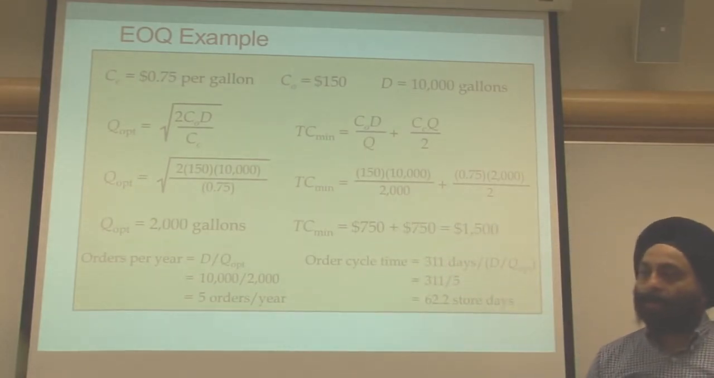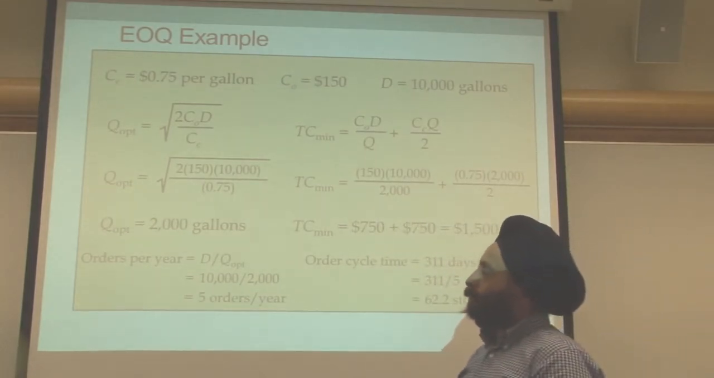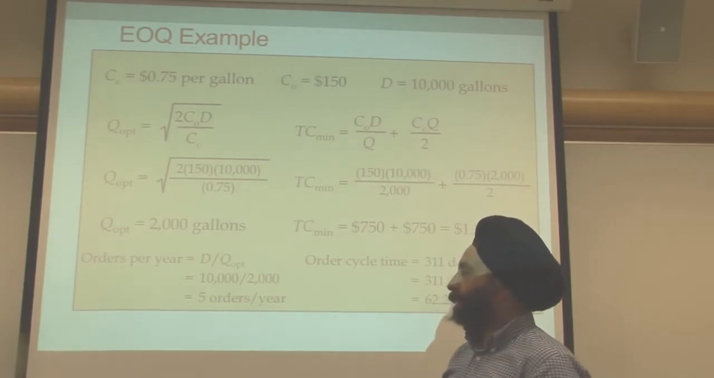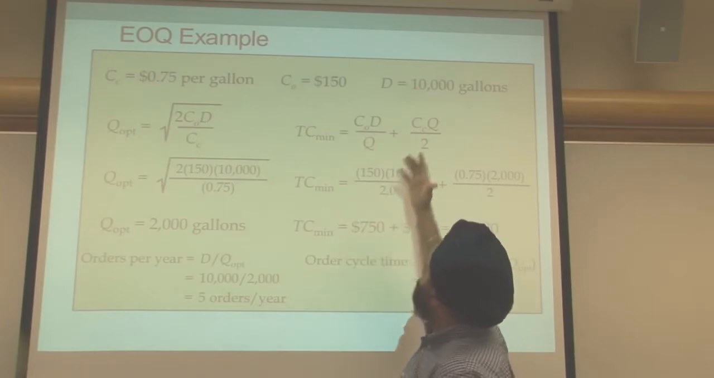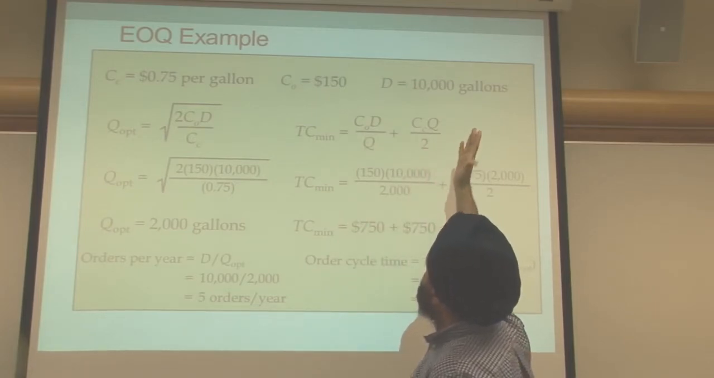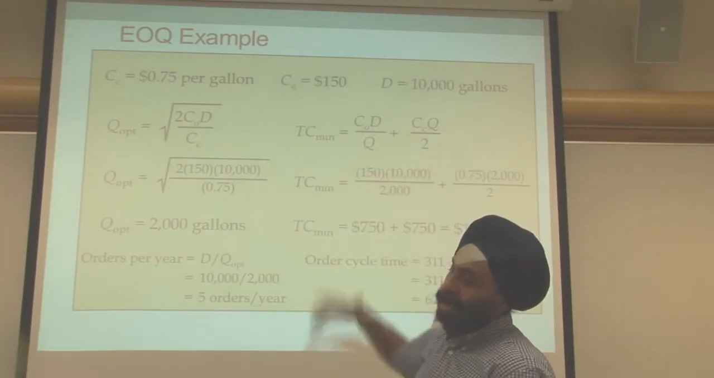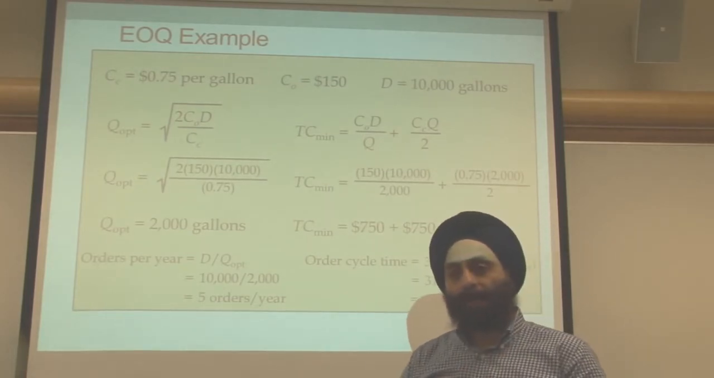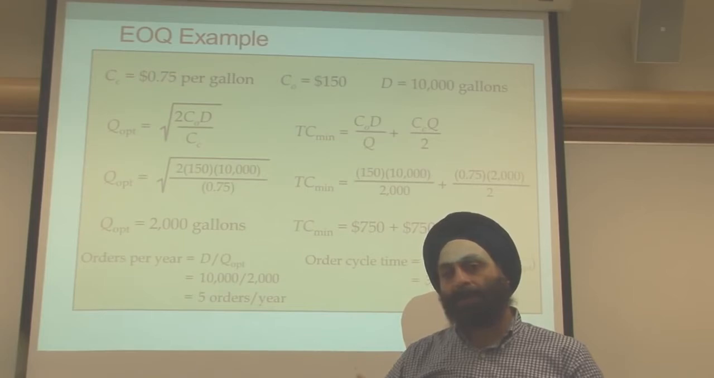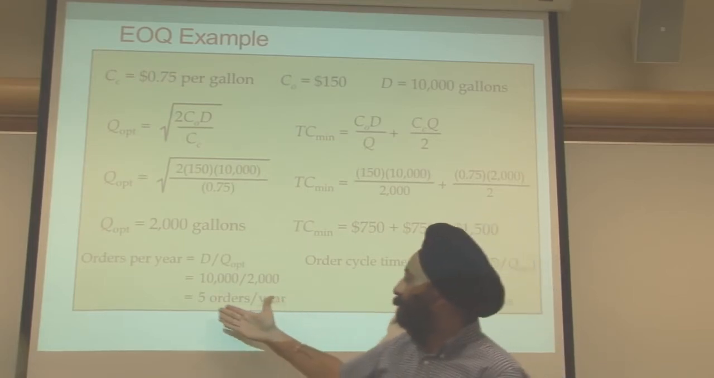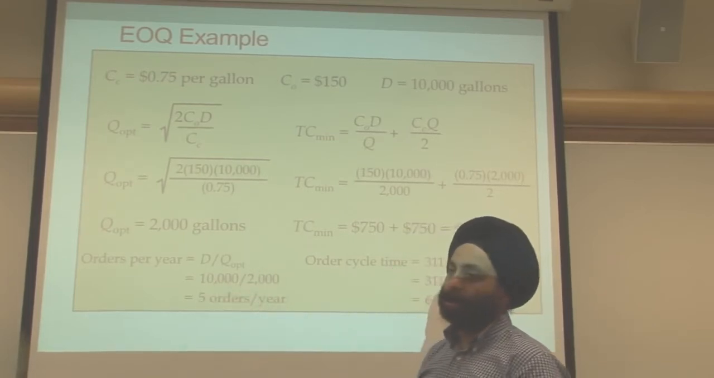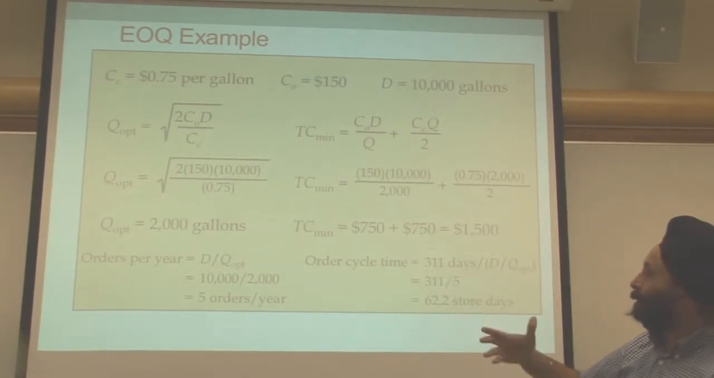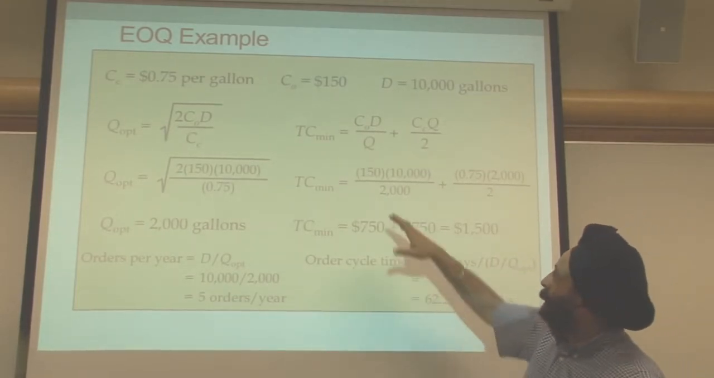That means it's recommended that every time you place an order, you should order 2,000 gallons at a time. So if we have a total demand of 10,000 gallons in a year, and every time we place an order we are ordering 2,000 gallons, 10,000 divided by 2,000 is 5 orders per year. So every 2.4 months you're placing an order.